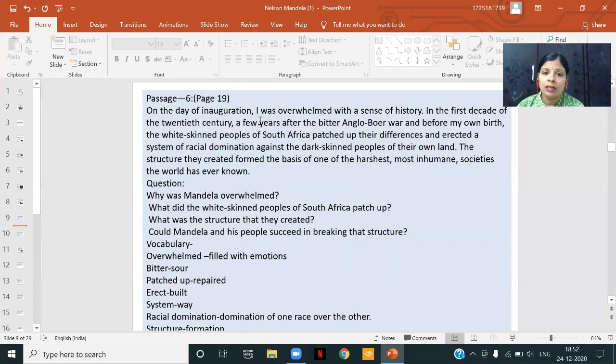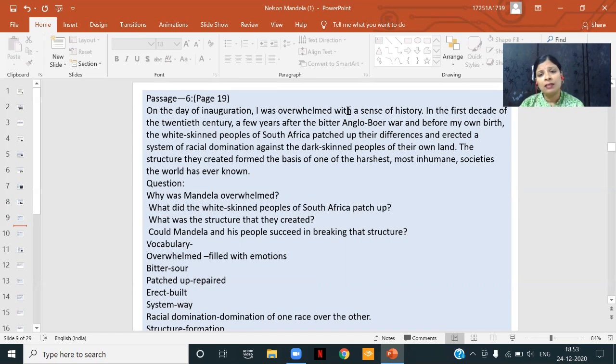On the day of inauguration, I was overwhelmed with a sense of history. So, Nelson Mandela says that on this particular day, he felt overwhelmed. Overwhelmed means he felt very emotional about this sense of history of his land. In the first decade of 20th century, a few years after the bitter Anglo-Boer War and before my own birth, the white-skinned peoples of South Africa patched up their differences and erected a system of racial domination against the dark-skinned peoples of their own land. The structure they created formed the basis of one of the harshest, most inhuman societies the world has ever known.